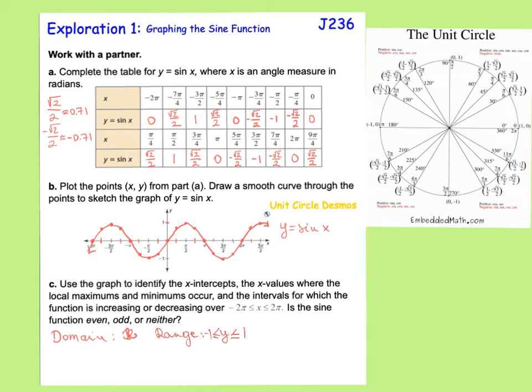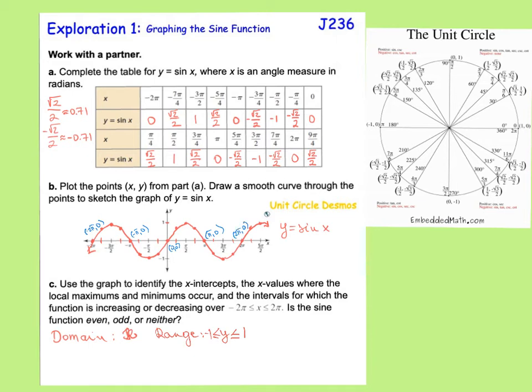The question is also asking us to find the x-intercepts. So let's go ahead and label our x-intercepts. Our first x-intercept is at (-2π, 0). Then our second x-intercept is (-π, 0). Here we have (0, 0). Then we have (π, 0). And the last one here is going to be (2π, 0).